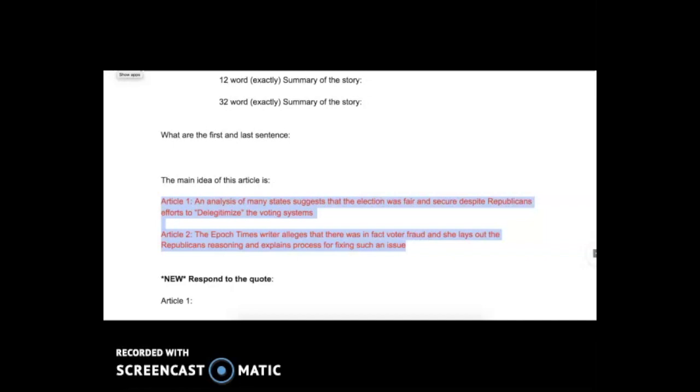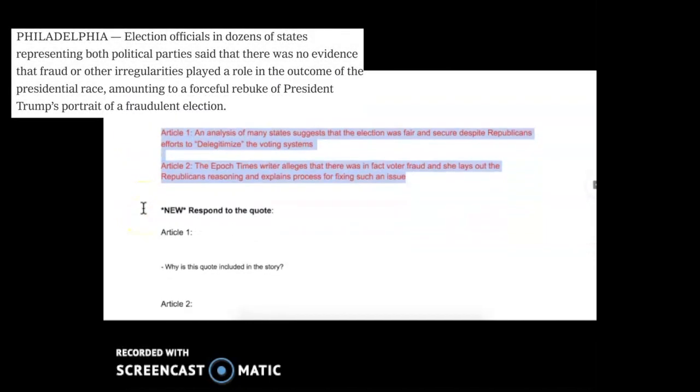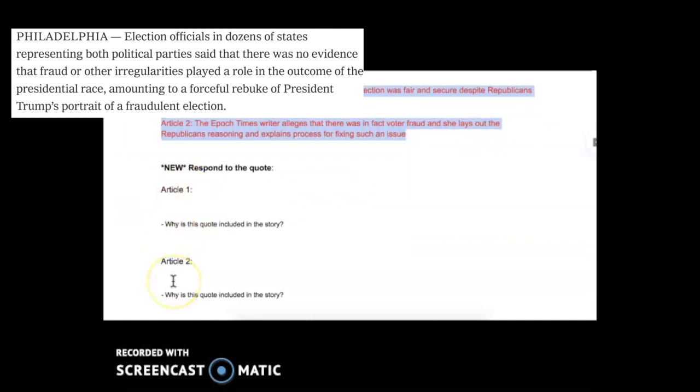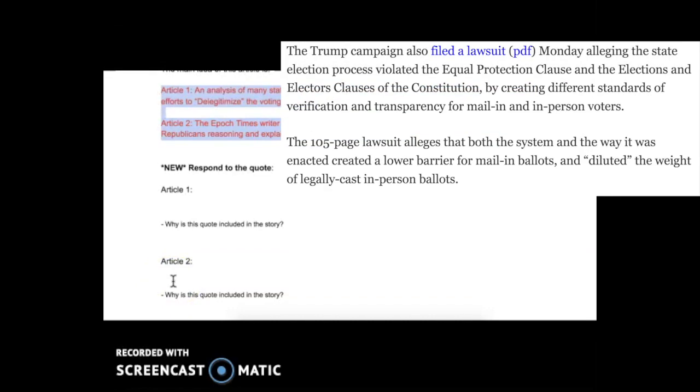All right, so here are the main ideas of each article. Article 1 is an analysis of many states suggests that the election was fair and secure despite Republicans' efforts to delegitimize the voting systems. And Article 2 says the Epoch Times writer alleges that there was in fact voter fraud, and she lays out the Republicans' reasoning and explains the process for fixing such an issue. So, if you had anything similar to that, odds are you'll get credit, but note that your quotes from the articles should tie back to those topics. And we will see that right now in our video.